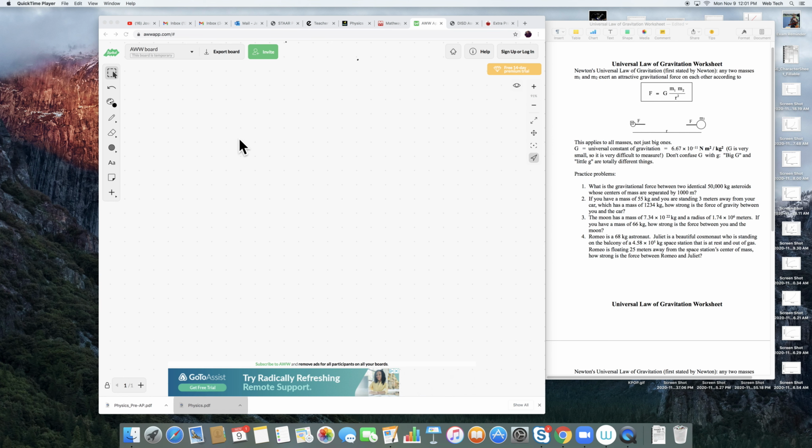Practice problems here. We talked about the universal gravitational equation found out by Isaac Newton, which is the force due to gravity. The force due to gravity is equal to big G, the universal gravitational constant, times the first mass, times the second mass, divided by the distance between them squared. Okay, so this right here is the formula that we're going to be working on.